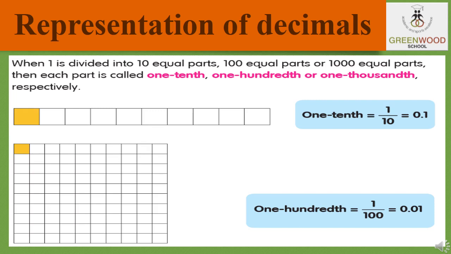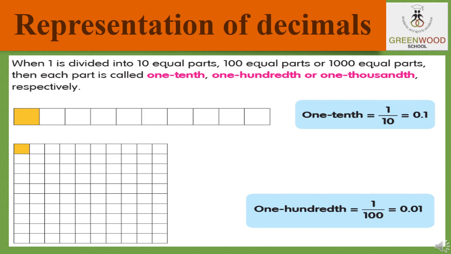Out of it, how many are colored? Just one. So, can I write it as 1 by 10? Yes. Or we can read it as 1/10, which is equal to 1 by 10, which is equal to 0.1. Now, there are 100 blocks, out of which one is colored. So, we can write it as 1/100th is equal to 1 by 100 is equal to 0.01.